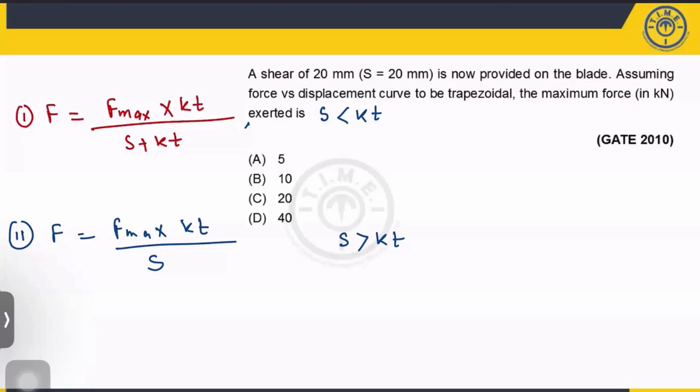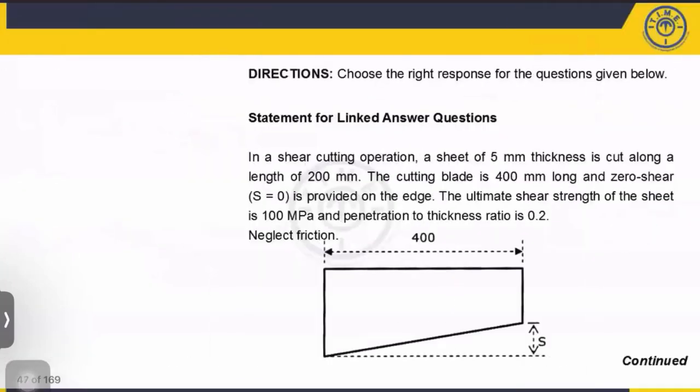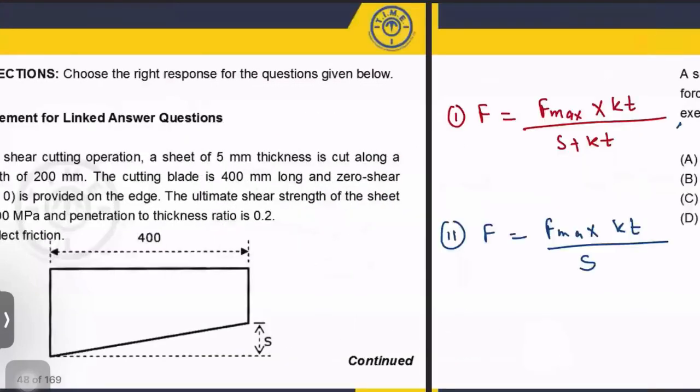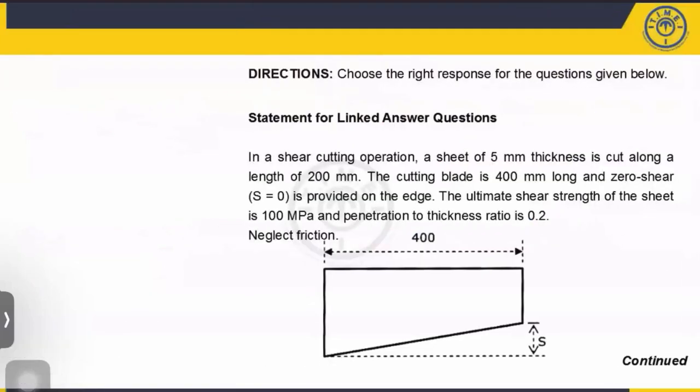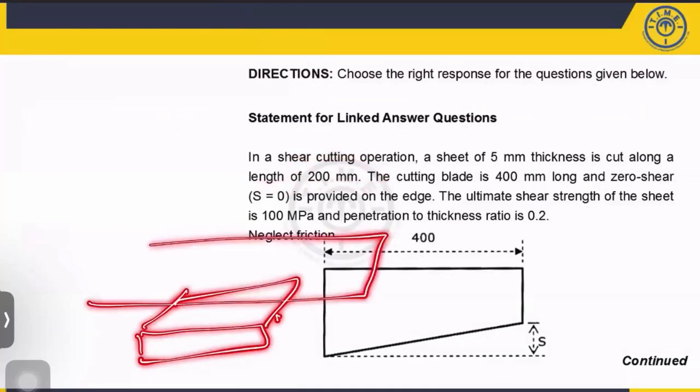Then how will you solve this particular problem? A shear of 20 mm is provided on the blade. So 20 mm, I am providing the shear on the 400 millimeter blade, because the cutting blade is 400 millimeter. For 400 millimeter you are providing 20 mm shear, but you know the cutting length is 200 mm. That means, let us suppose this is the sheet metal. If you are cutting, the blade is very big.